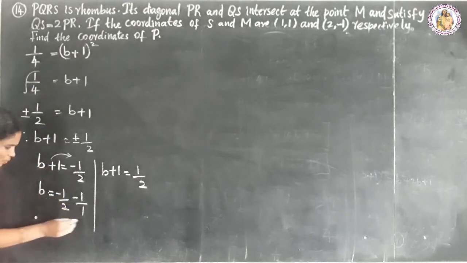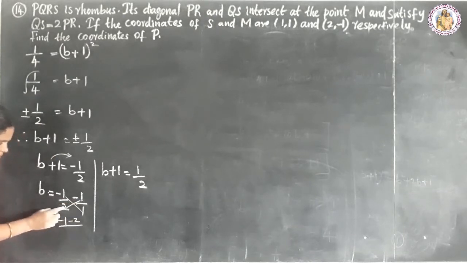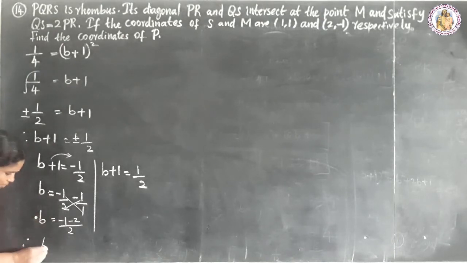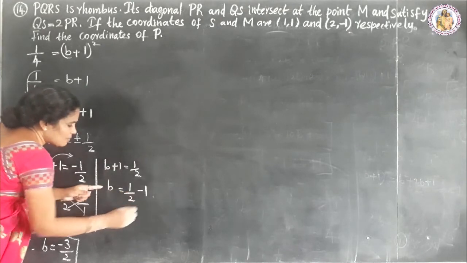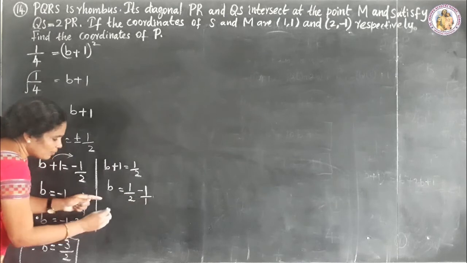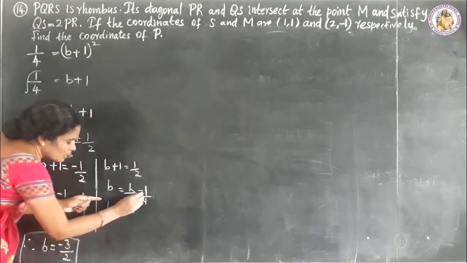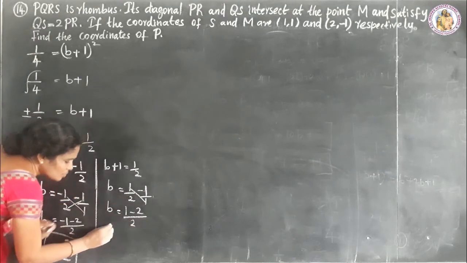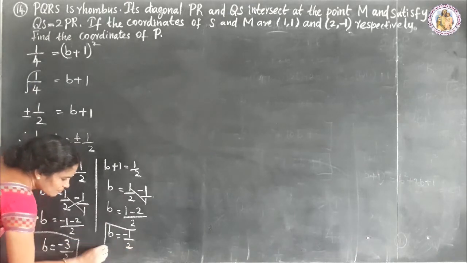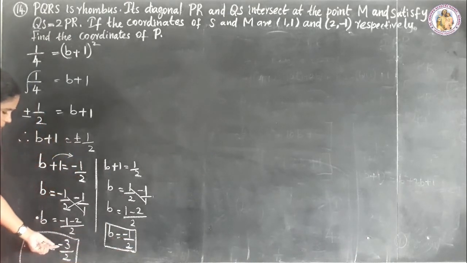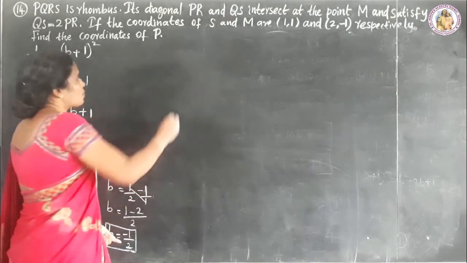Okay, now 1 by 1 cross multiply. So 1 into 1 is 1, and 1 2s are 2 by 1 2s are 2. So B is equal to, here we have same sign, therefore B is equal to minus 3 by 2. Okay, and now B is equal to 1 by 2 plus 1, while it comes here it becomes minus 1, and here it is 1 by 1. B is equal to cross multiply, 1 minus 1 2s are 2 by 1 2s are 2. So B is equal to 2 minus 1 is 1, so minus 1 by 2. So therefore we have B is equal to minus 3 by 2 and B is equal to minus 1 by 2.